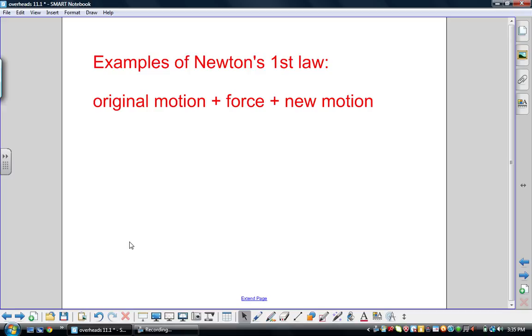Students are also going to have to come up with examples of this. For Newton's first law of motion, I want to see a discussion of the original motion, the force that changed it, and the new motion. What students are going to be tempted to do is to tell me the position of the object, which is not what I want. I want their motion.